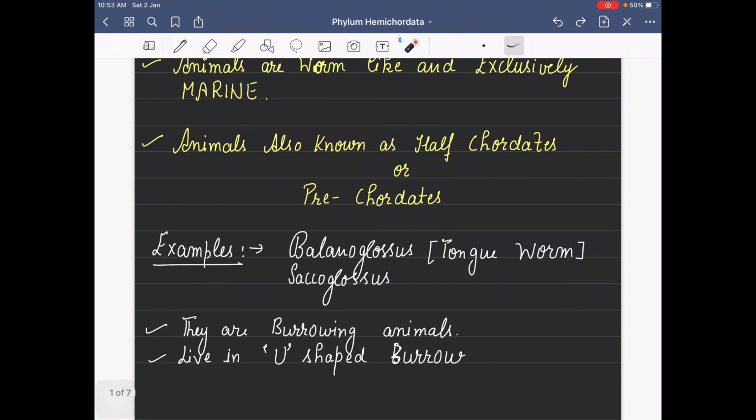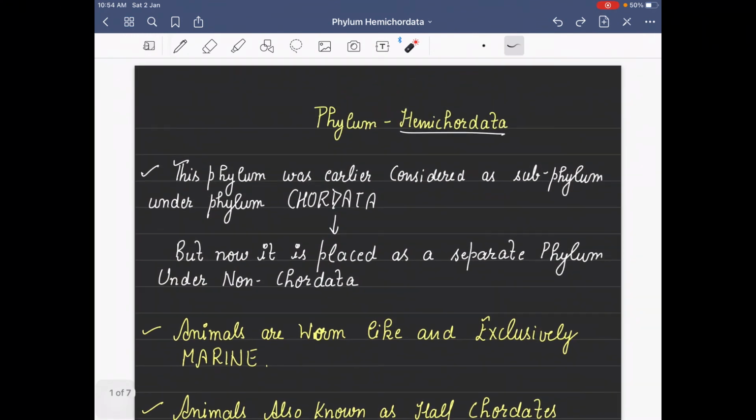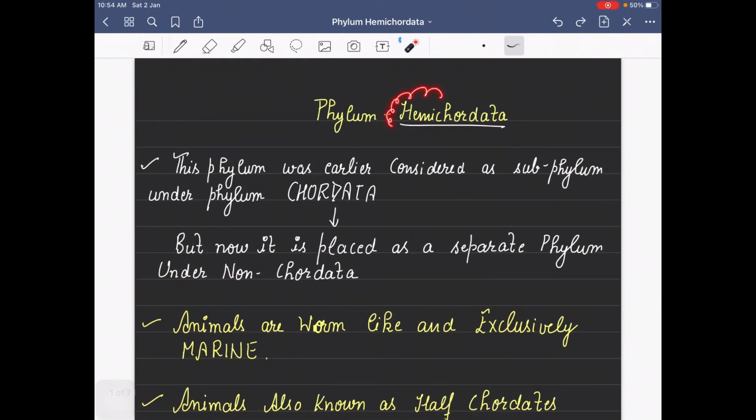Examples which we will discuss are Balanoglossus, which is known as the tongue worm, as well as Saccoglossus. These two are the most important examples in our phylum Hemichordata. They are burrowing animals, meaning they live in a U-shaped burrow. That is one of their major characteristic features.